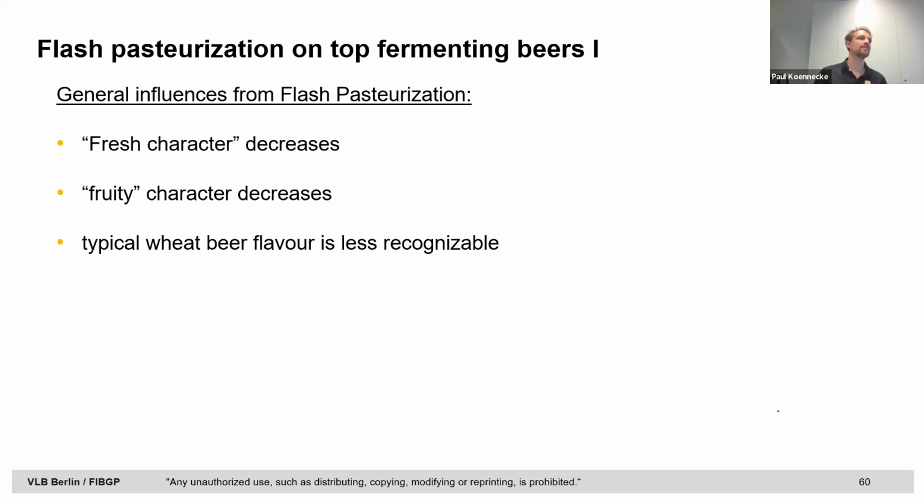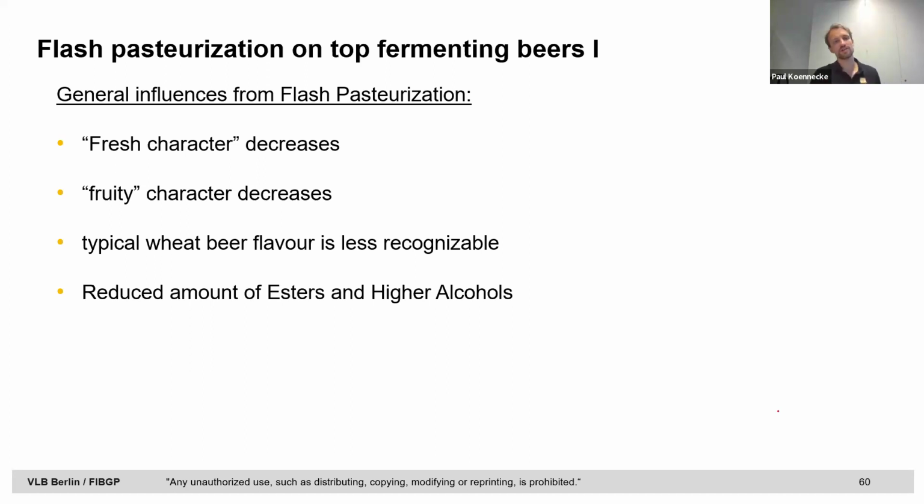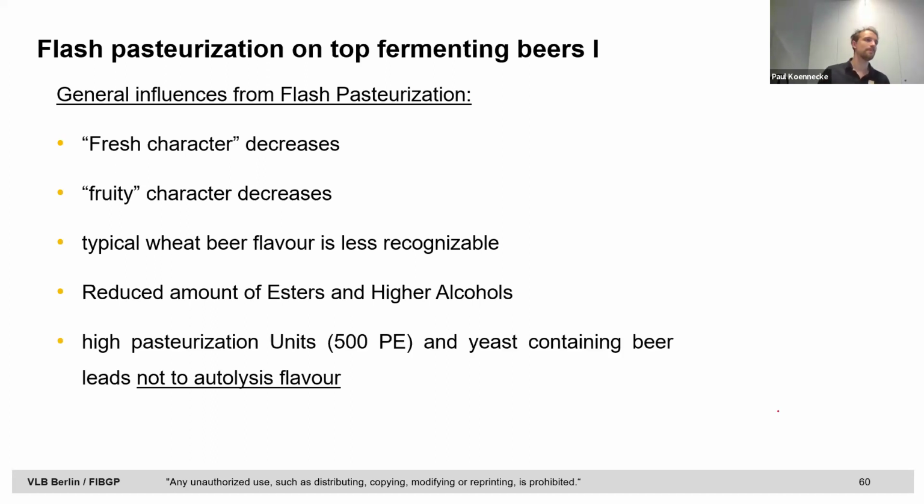Typically, in a top fermenting wheat beer, this typical flavor is less recognizable after flash pasteurization because you reduce the amount of esters and higher alcohols, and as you probably also know, the esters are the main part which cause the very specific taste of a wheat beer.